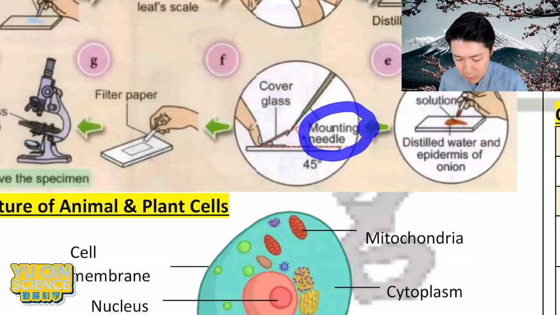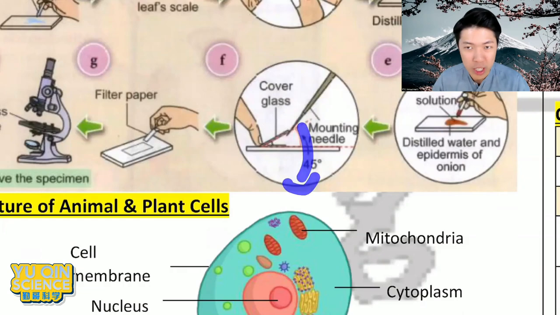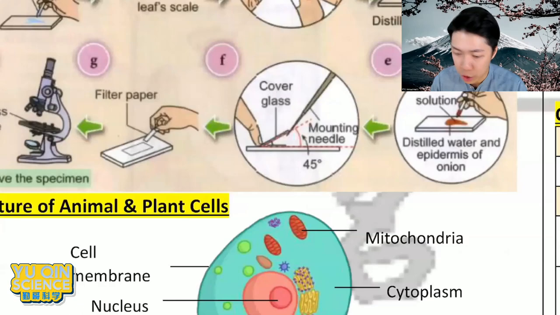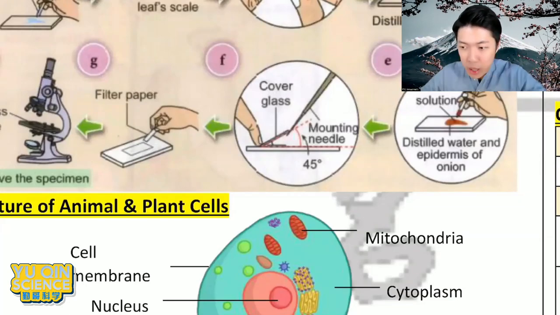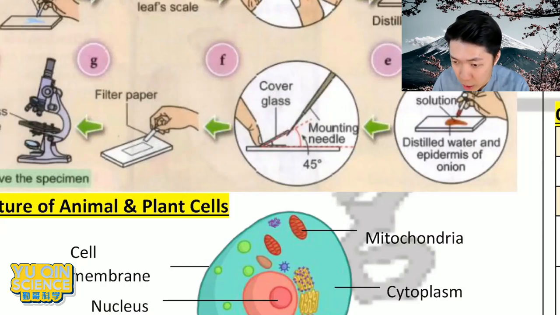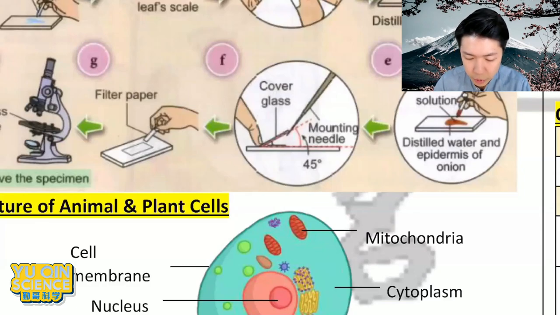That means you need to use a mounting needle to lower the cover glass slowly. Although we don't have exactly the same sentence here, I'm going to give you the sentences. The first one, we want to say the cover slip or the cover glass, put it down with a mounting needle. That will be your point number one in the chat box, everybody. And the second point, we will say put it down slowly, we will call that lower it slowly.